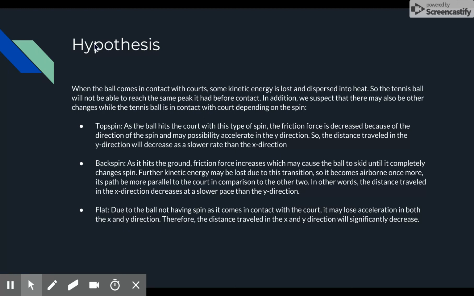During flat, due to having no initial spin, we assume that when it comes in contact with the court and becomes airborne once more, the acceleration will decrease significantly in both the x and y directions, so it will leave at approximately the same angle and go about the same sort of distance.